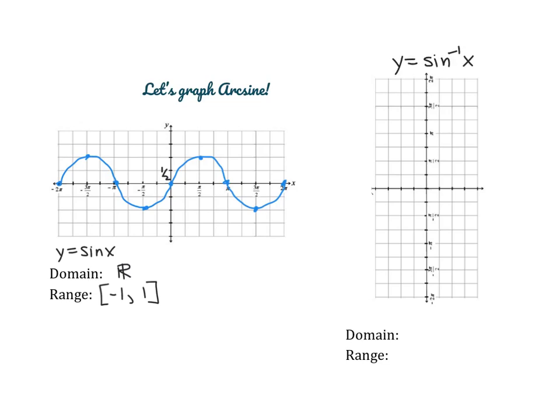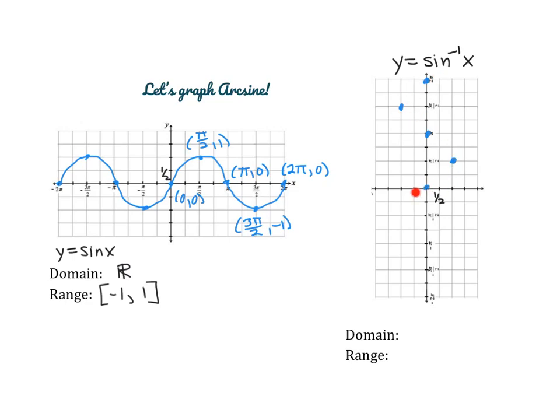Remember, we can graph it by taking these coordinates and we literally swap the x and y values. So let's just graph a couple. We have (0, 0), (pi over 2, 1), (pi, 0), (3 pi over 2, -1), and (2 pi, 0). And again, to graph the inverse function, we literally swap the x and y values.